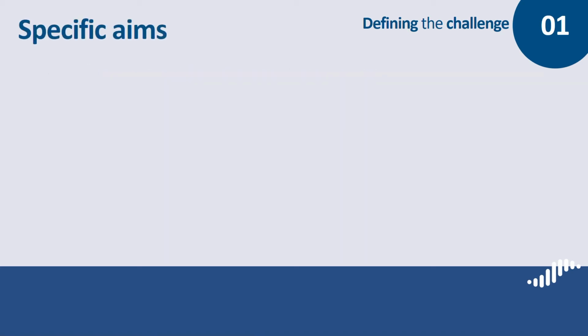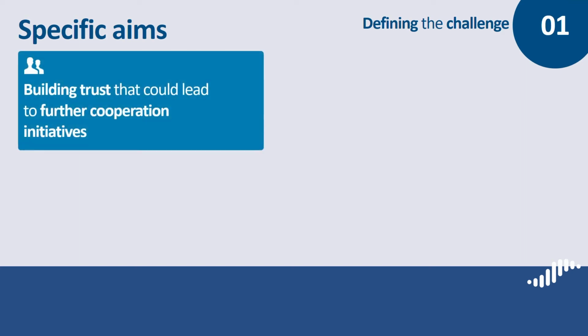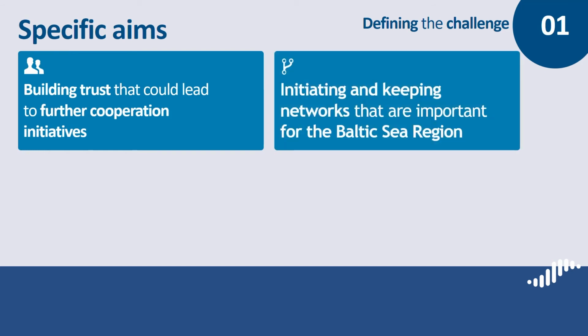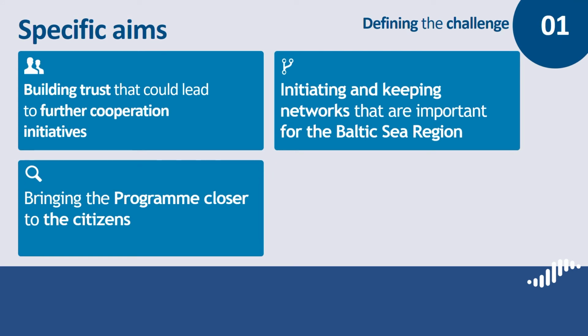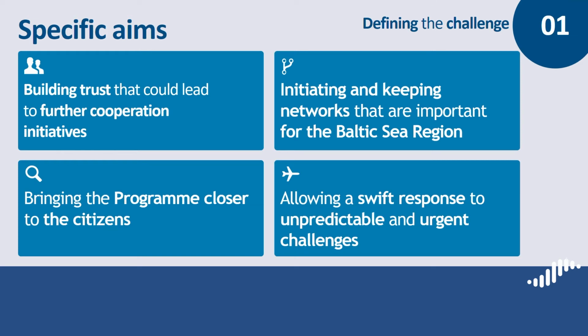Within the defined project objective, a small project should address one of the following specific aims. Building trust that could lead to further cooperation initiatives, initiating and keeping networks that are important for the Baltic Sea region, bringing the program closer to the citizens, allowing a swift response to unpredictable and urgent challenges. Select at least one specific aim and explain how your project will address it.